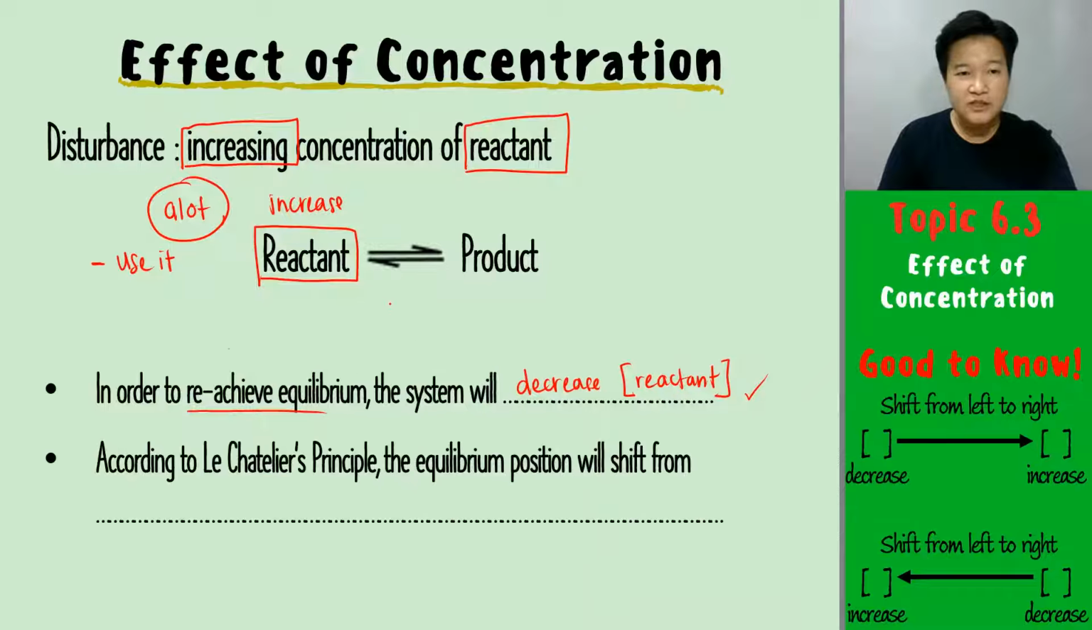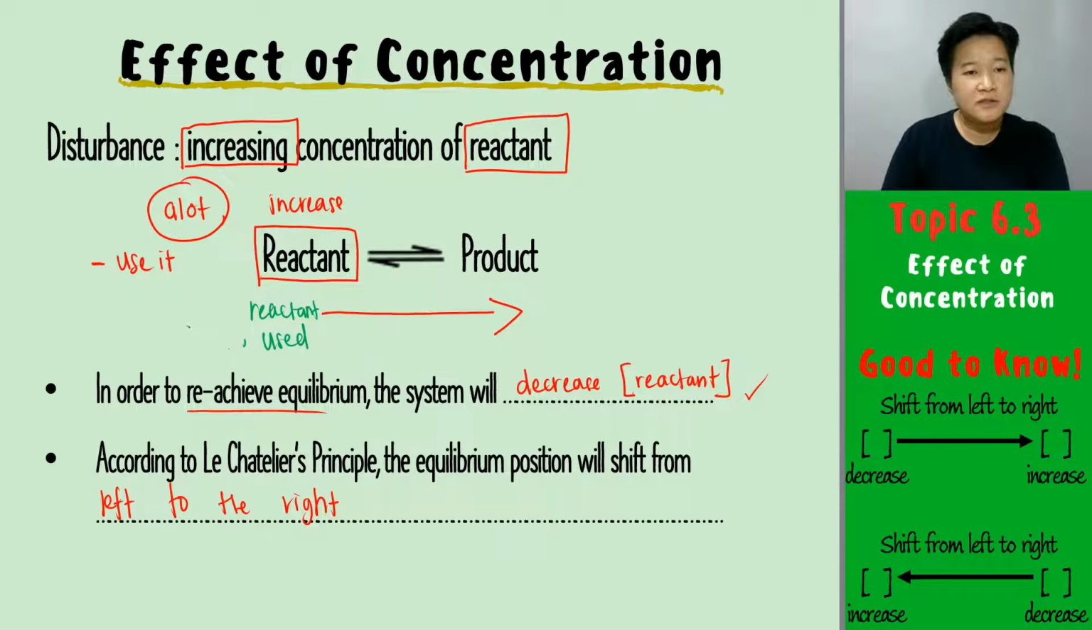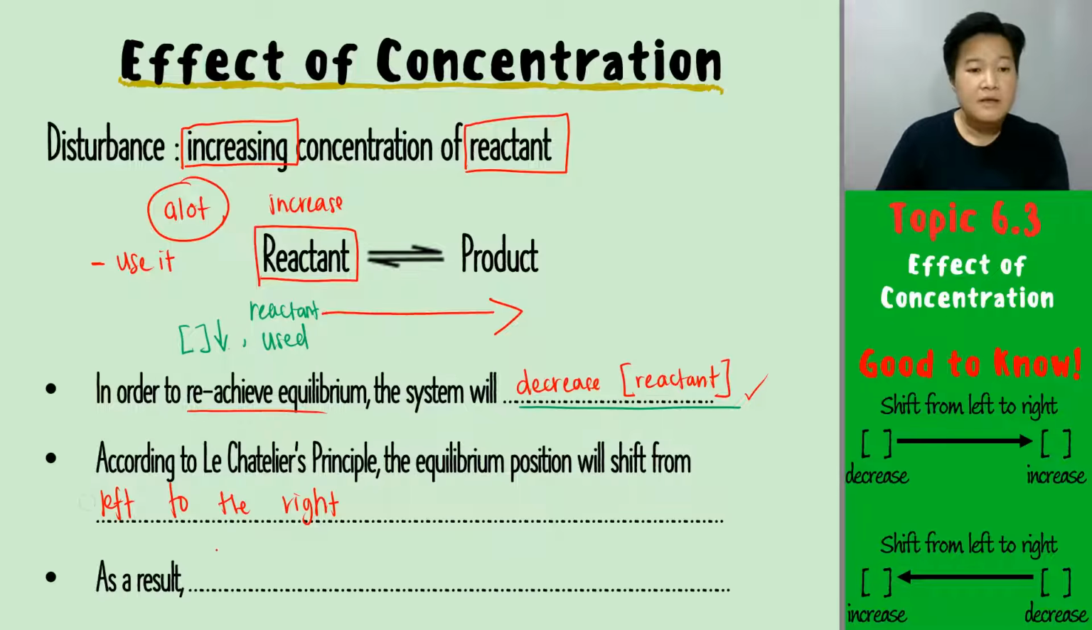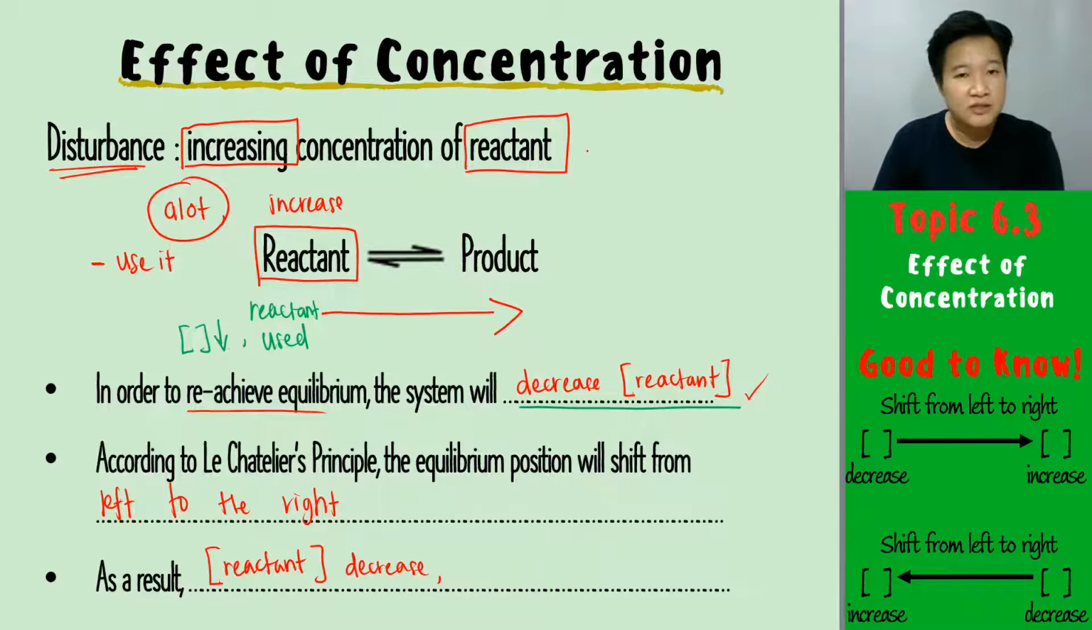So, according to Le Chatelier's principle, the equilibrium position will be shifting from left to right. Okay? When we shift from the left to the right, your reactant will be used, then the concentration will decrease. So the concentration decrease is what we want. As a result, the reactant concentration will decrease, and this is what we want. Why do we want this? Because your disturbance is increasing the concentration of your reactant, which means in your system, I have too much reactant. So I need to reduce the reactant.